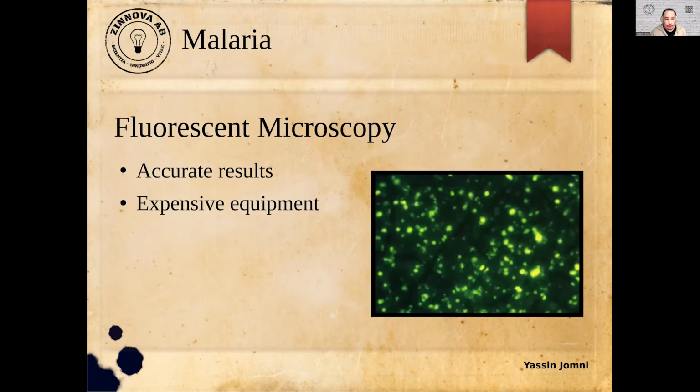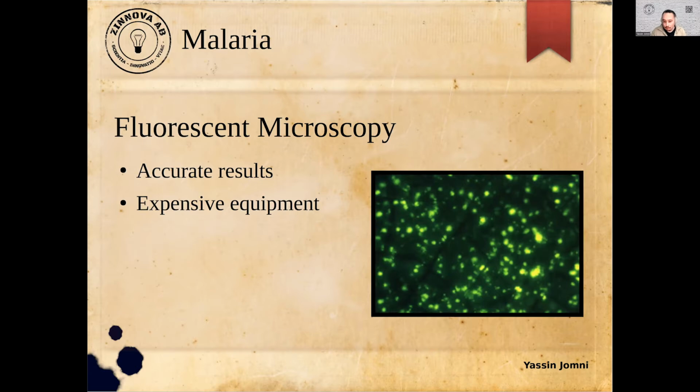And then you have fluorescent microscopy. Fluorescent microscopy is the best. It gives the most accurate results. But the drawback is that the equipment is expensive, so it's not affordable, usually in Africa.